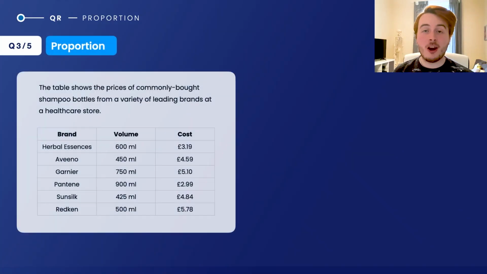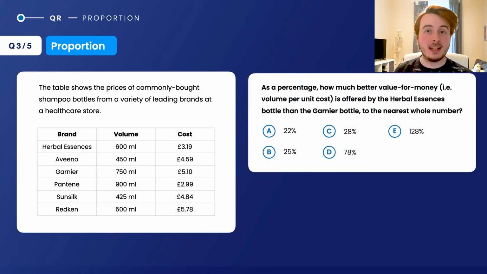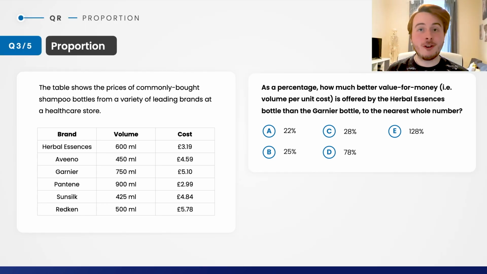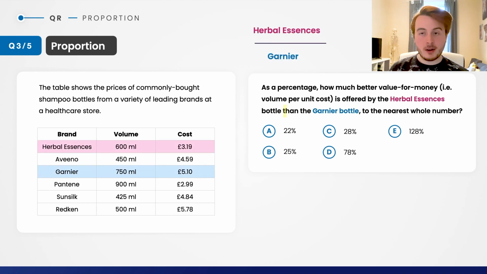So we're going to stick with our exact same question stem and have another go of a type of proportion question. So again, pause the video now and give it a go yourself. So the first thing we want to see is what data do we need? So we know we've got Herbal Essences and Garnier here. So work out what way round we're going to want them. We're going to have Herbal Essences on top, Garnier on the bottom, and then work out what data from the table we're going to need.